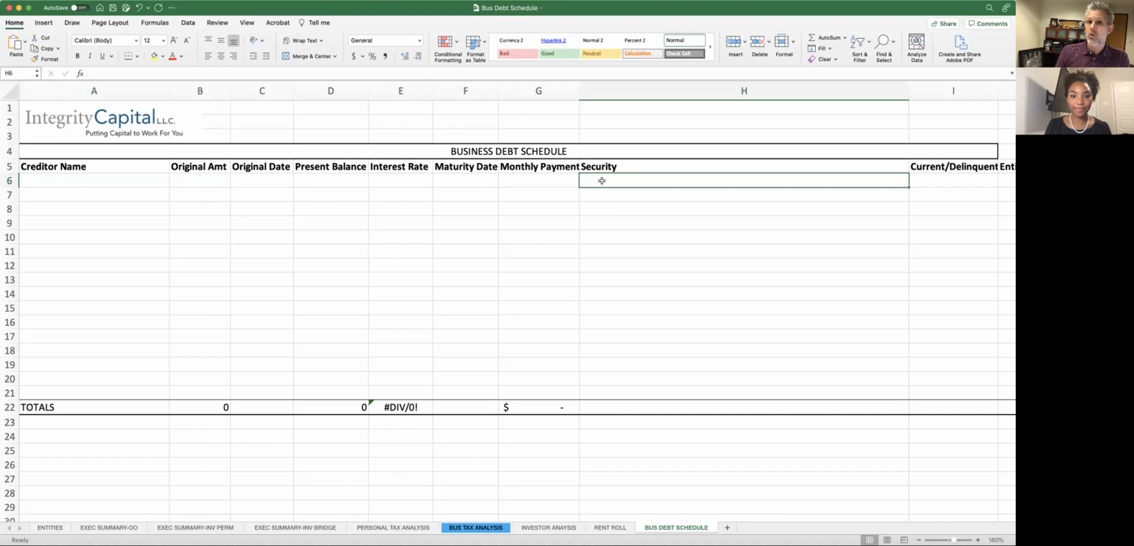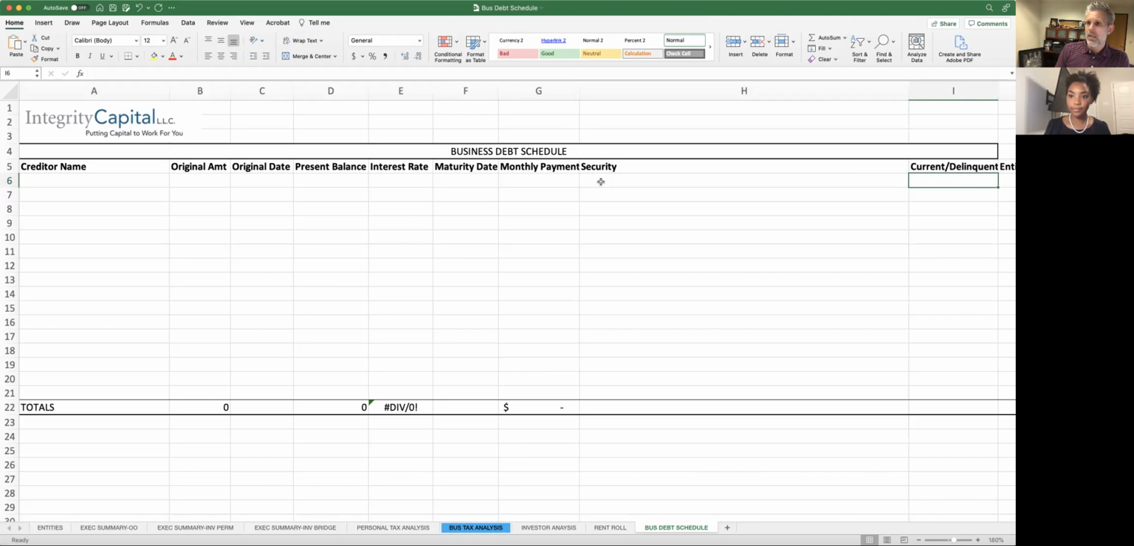And then they want to know the security, meaning, okay, so you borrowed $150,000, but did they take a lien on your house? Is it against equipment? What's the security instrument that they tied that loan to, if any? Or it could just be a line of credit. And then the final thing is they want to know, is it current or delinquent?